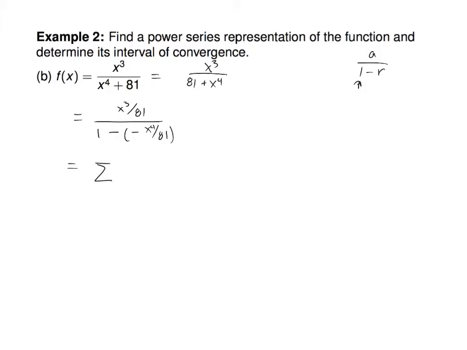Okay, so sum n equals 0 to infinity. Our A, which is, what? x cubed divided by 81, you got that, good. What's your r? Negative x to the 4th over 81. All of that's raised to the n.